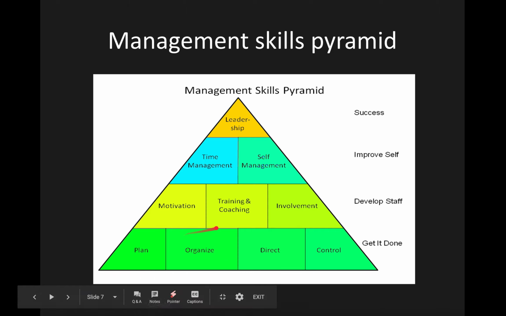So here we look at the skills pyramid, very self-explanatory. We have leadership, which looks at time management and self-management. Then, in order for staff to achieve this, they need to be motivated. They need to have training and be coached, and they must also have involvement. But before that is able to be achieved, your foundation will look at whether you planned it efficiently. Is it organized? Do we have the correct leadership? And are we being monitored, and continuing the process?